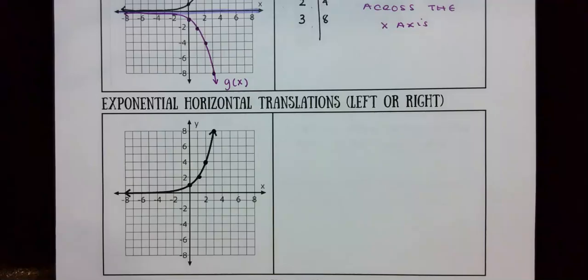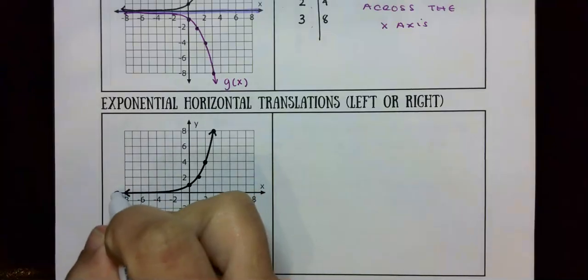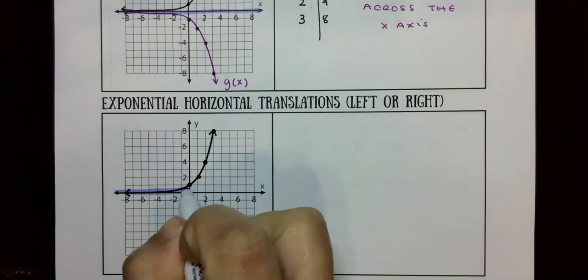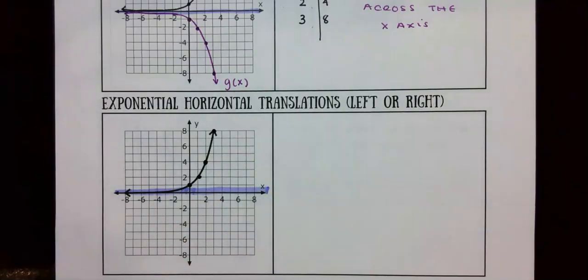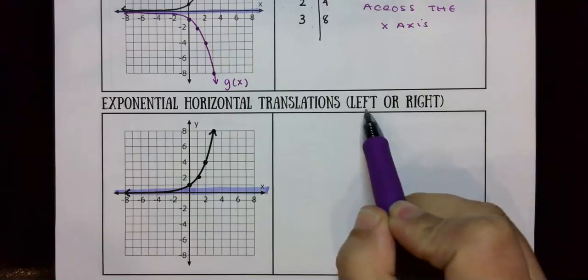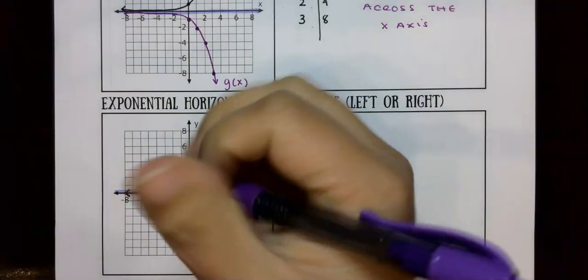I am going to remind you that because this line does not cross the x-axis and it kind of glides alongside it, that means that we have a horizontal asymptote at the x-axis. So it is going to be the lowest point of our graph. So we're going to translate this to the left. So let's go ahead and take each one of these points and let's move them 3 units to the left.